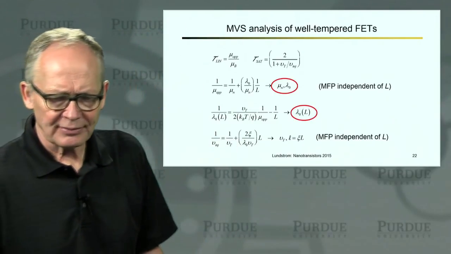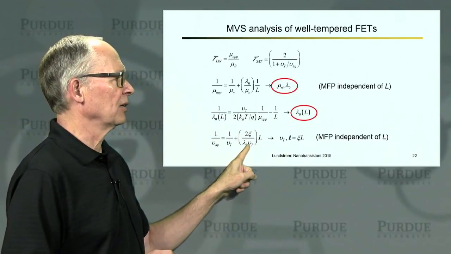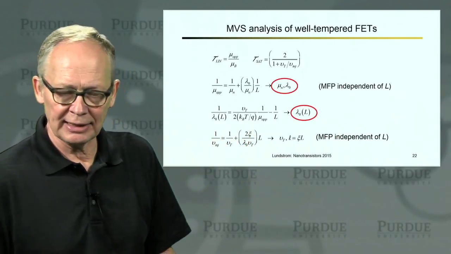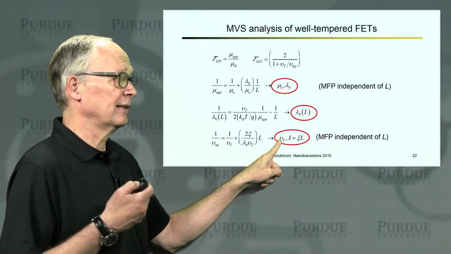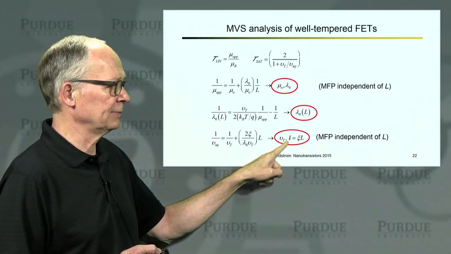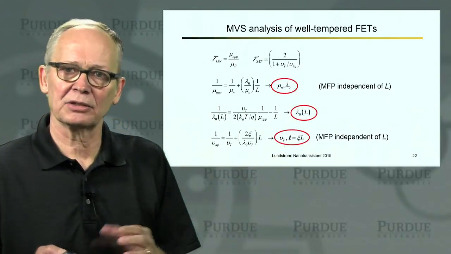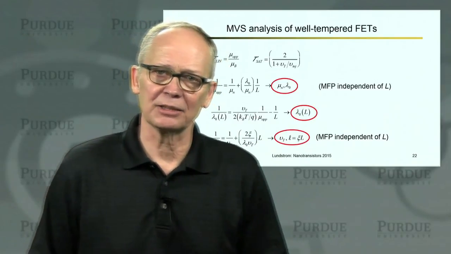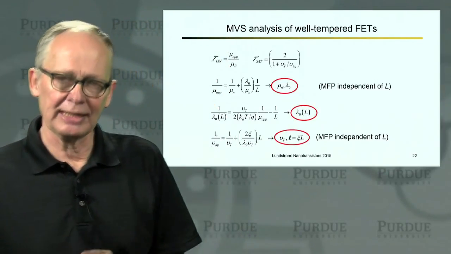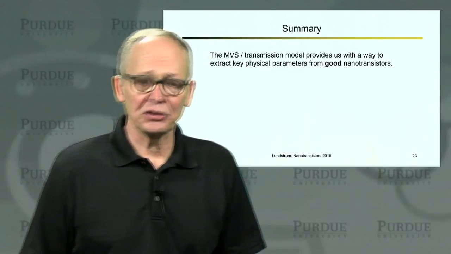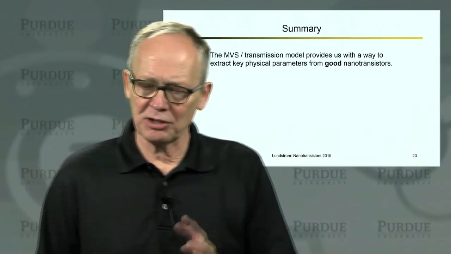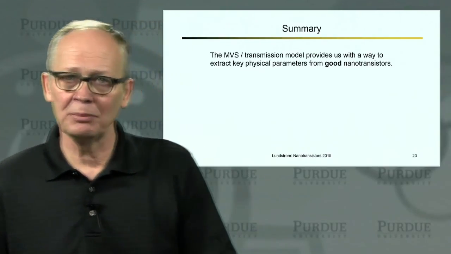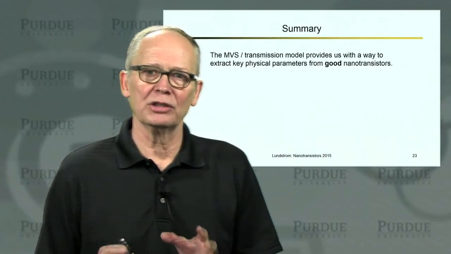And finally, if the mean free path is independent of channel length, then a plot of 1 over injection velocity versus channel length will be a straight line, and from that we can extract the value of the thermal injection velocity, and we can extract the length of this critical bottleneck regime. So there are some very useful ways that we can analyze experimental data and extract some very important physical parameters. So just to summarize, this MVS transmission model provides us with a good way to extract important physical parameters from the measured characteristics of good transistors.